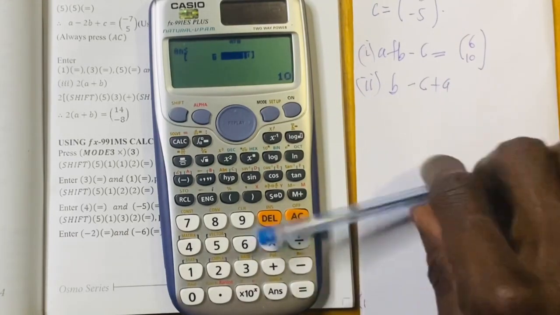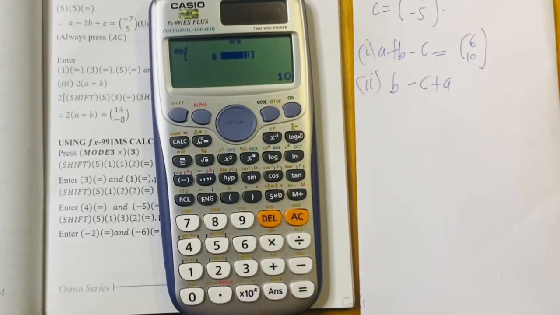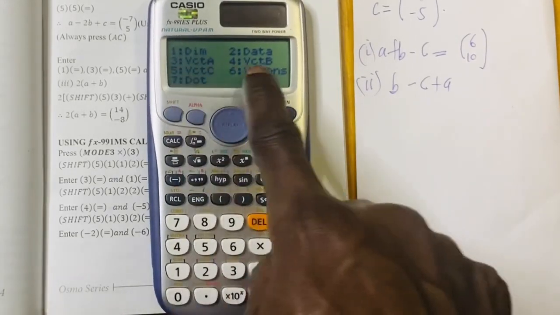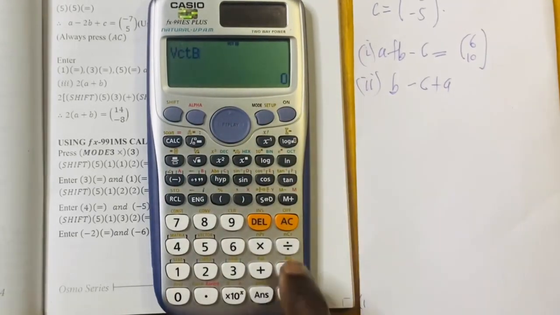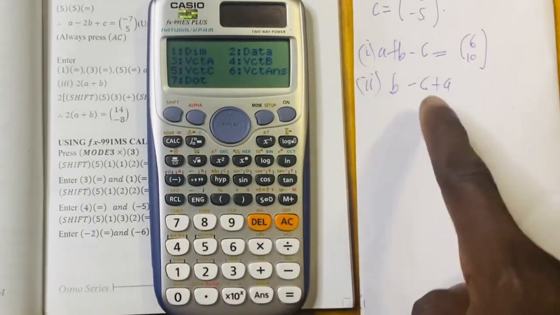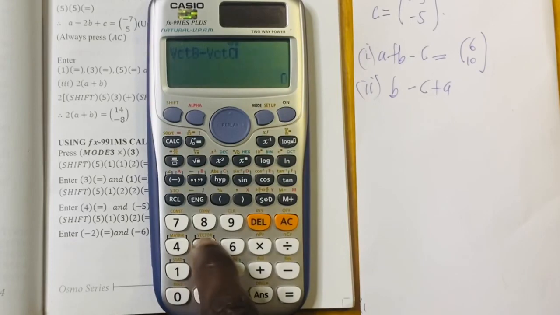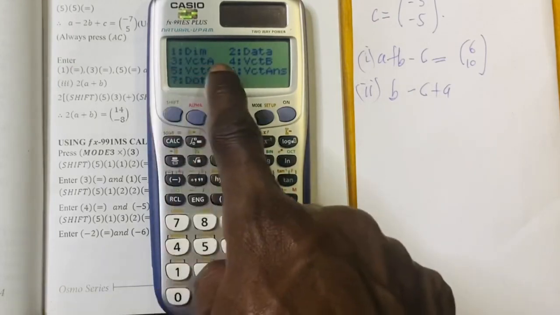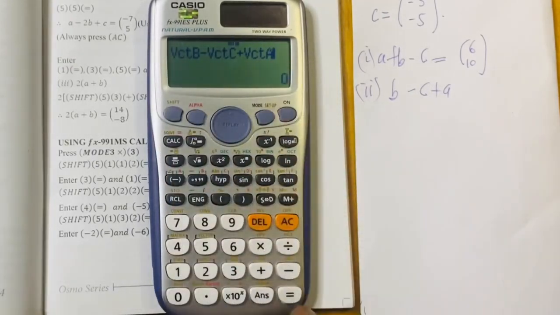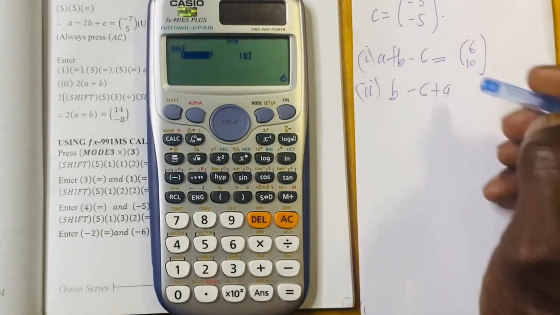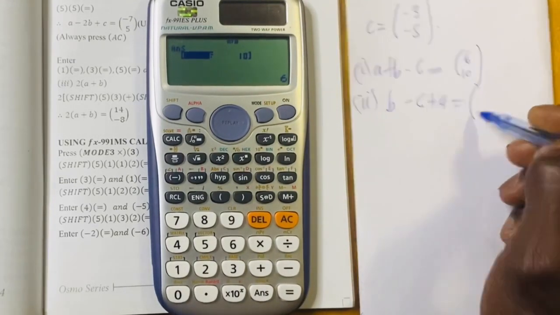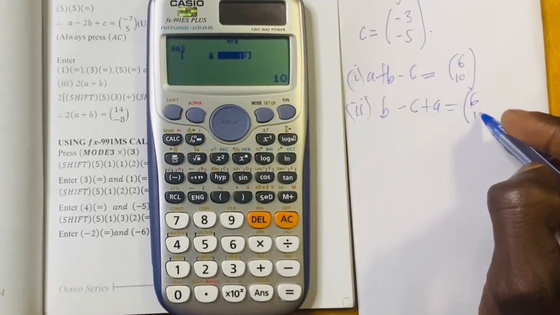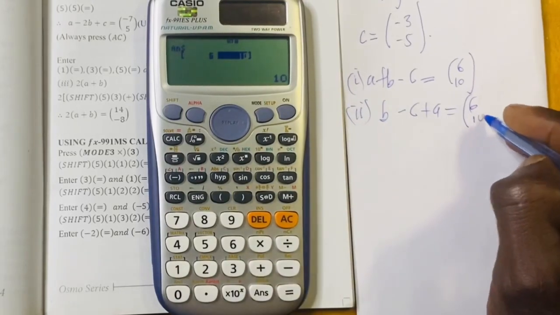Then quickly, let's go to the II. The II give us those. So shift 5 is a B, which is B is a 4, and the minus sign, shift 5 is C, C is a 5, then the plus A, shift 5, A is 3. Now we are done with this. We go equal sign, and we have our vector as 6 and 10 again. 6 and 10 again.